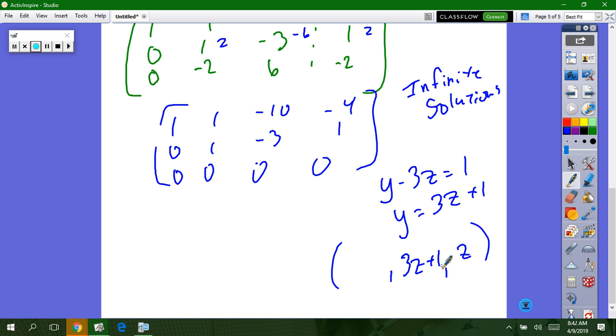Now I need to find x in terms of z, don't I? So then I go back up to the top equation. X plus y, but who is y? So I substitute in for y, 3z plus 1, minus 10z equals negative 2. And then I want to solve for x.